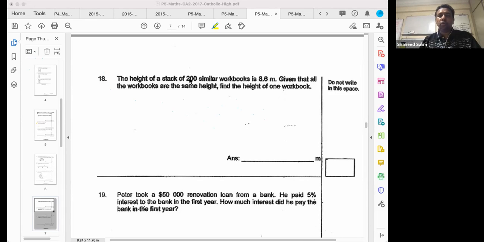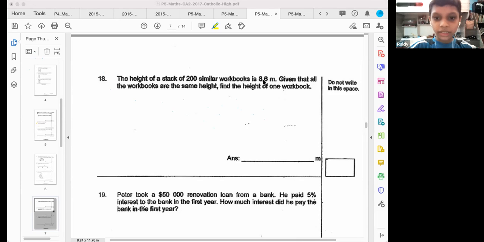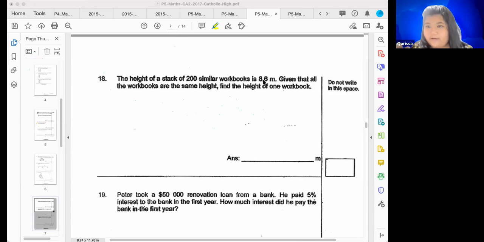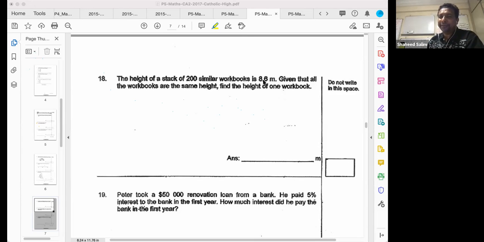Why? Because 200 books, the height is 8.6 meters. You want to find one book. It says 8.6, not 8.3. So how to find one? You must divide. Okay, am I correct? Yes, you are correct. Congratulations.